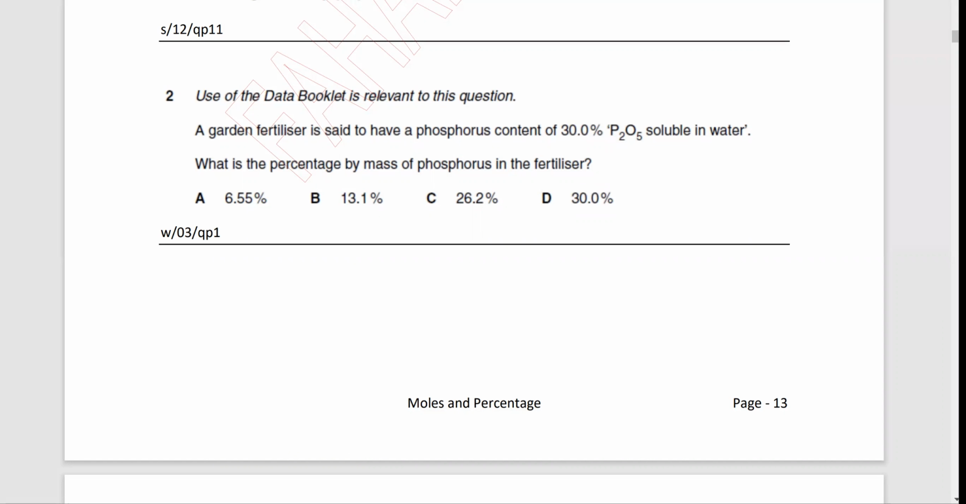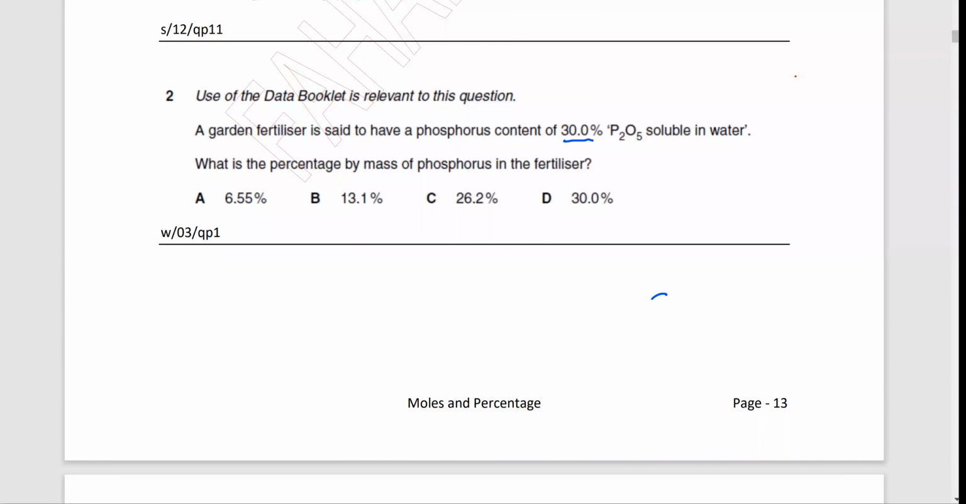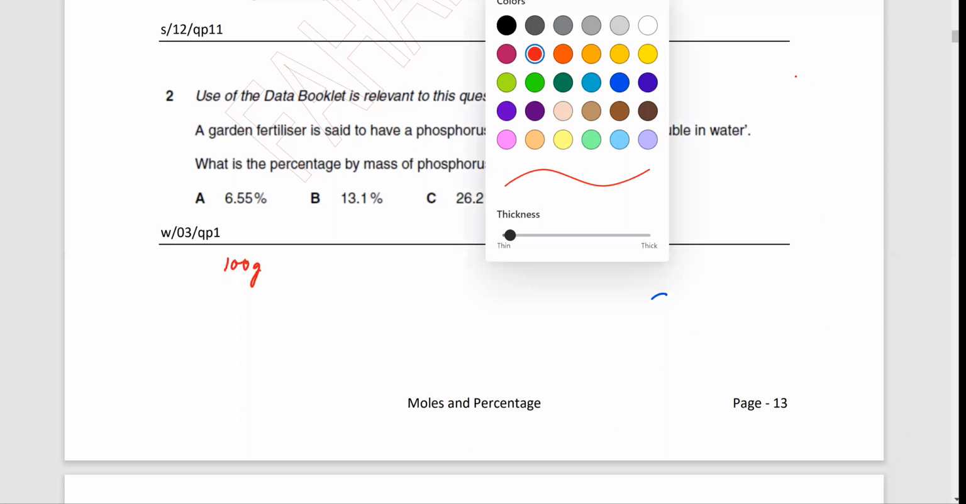Okay, there's a fertilizer with 30% P2O5 soluble in water, and you're being asked to find the percentage of phosphorus in the fertilizer. So पहले तो I'm going to pick up क्योंकि there's no mass given, सिर्फ percentage given है. So the first thing I'll do is कि I'll assume the mass. ठीक है, assume कर लो mass 100 grams of fertilizer का. तो it's a 100 gram fertilizer.